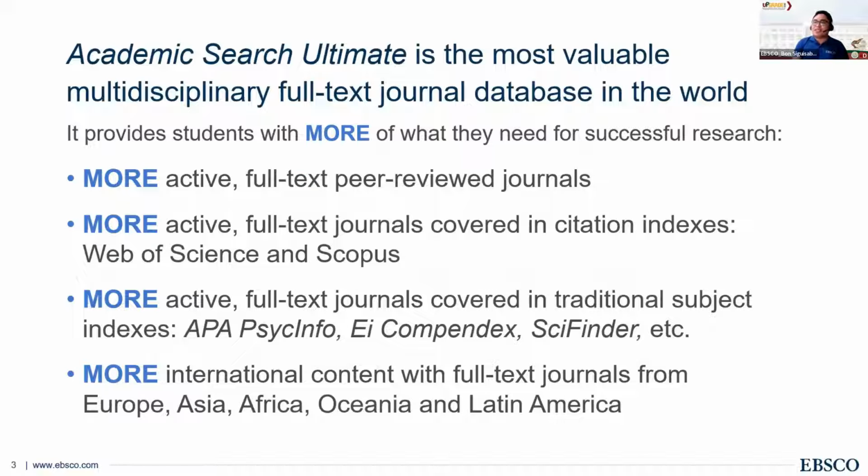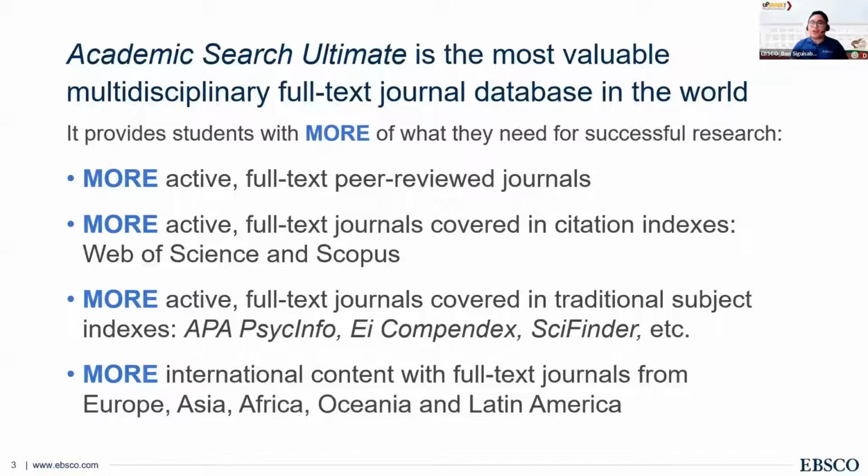What is Academic Search Ultimate? Academic Search Ultimate is EBSCO's largest and most comprehensive multidisciplinary full-text journal database. It is our definitive resource for a larger scale of multidisciplinary resources, ranging from peer-reviewed journals, most of which, and more full text content of those journals, are covered in Web of Science and Scopus.